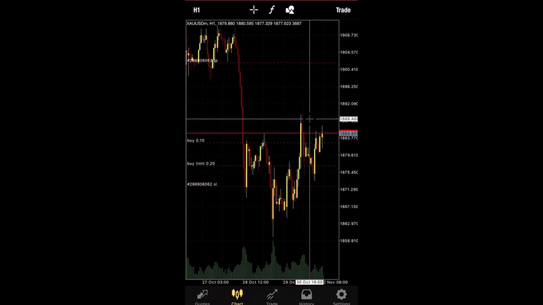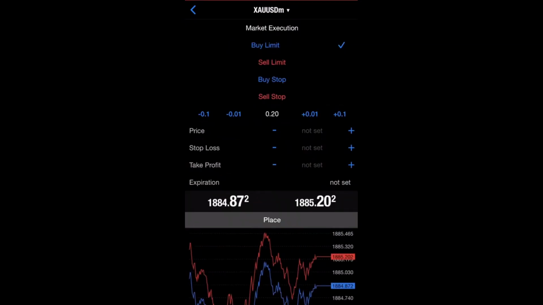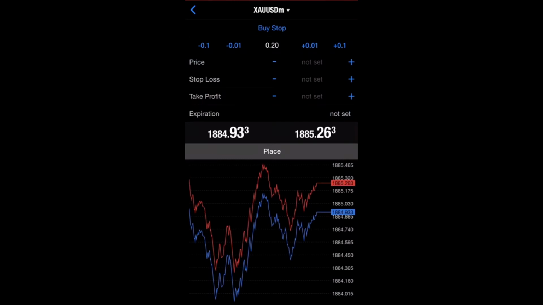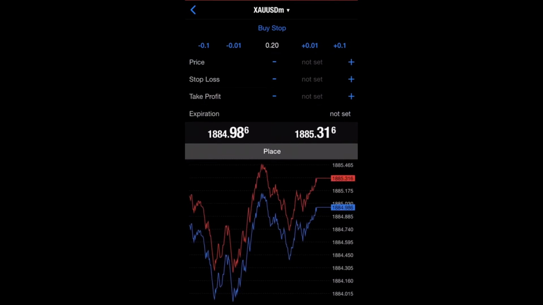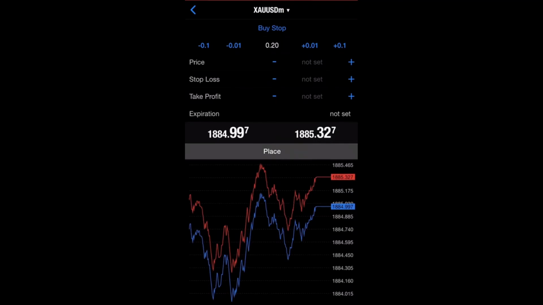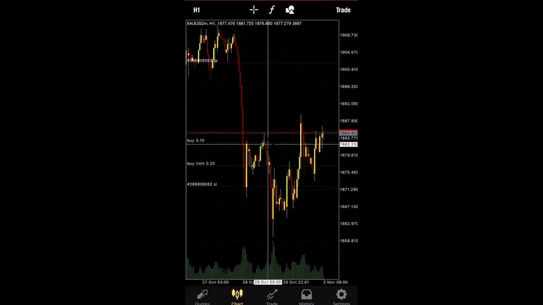Let's learn how to place buy stop and sell stop. Same procedure. Click on the trade, top right corner, choose whether you want to place sell stop or buy stop. Let's go with buy stop first. Now decide your lot size accordingly. I am choosing the same, 0.20. Now, enter which price point you want the buy stop to be triggered.